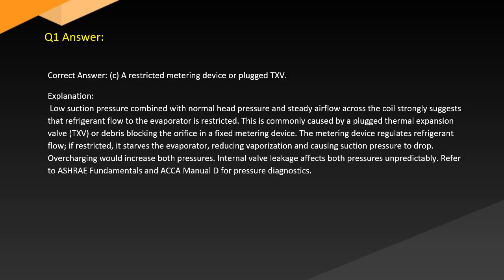Answer. Correct answer, C. A restricted metering device or plugged TXV. Explanation. Low suction pressure combined with normal head pressure and steady airflow across the coil strongly suggests that refrigerant flow to the evaporator is restricted. This is commonly caused by a plugged thermal expansion valve, TXV, or debris blocking the orifice in a fixed metering device. The metering device regulates refrigerant flow.